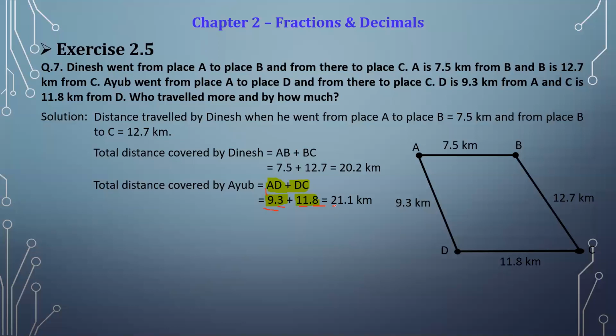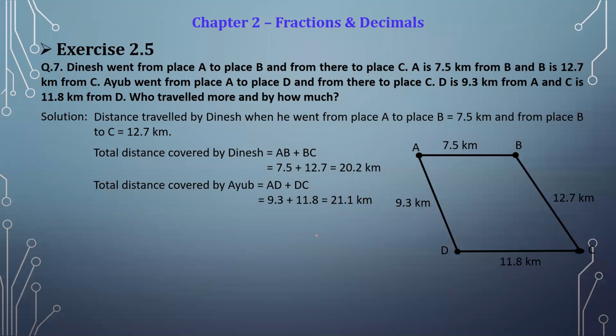So therefore 21.1 kilometers is the total distance covered by Ayub when he is moving from place A to place C on a different path, and Dinesh is following another path. If we compare the values, it is clear that 21.1 is greater than 20.2. That means we have to compare the integral part. You can easily tell that 20 is less than 21.